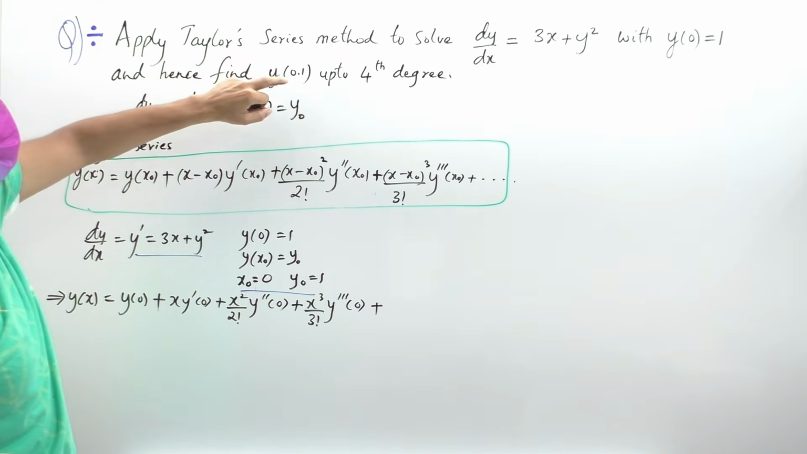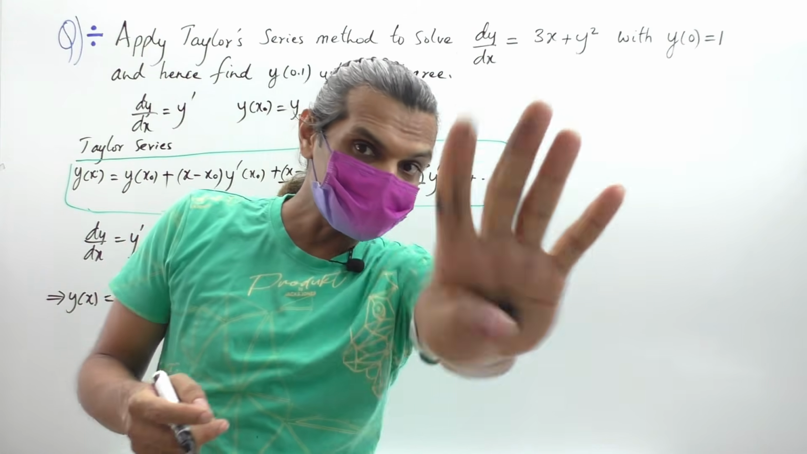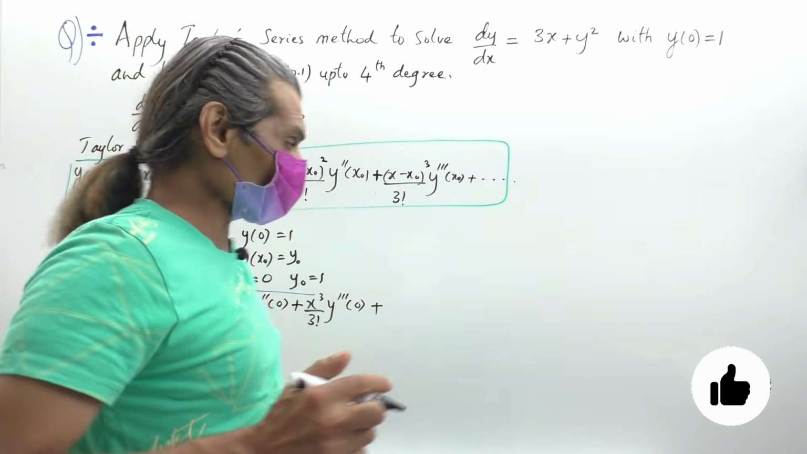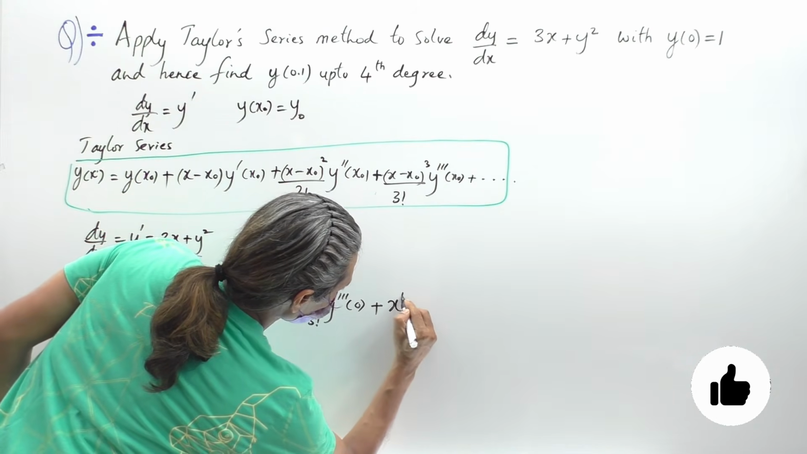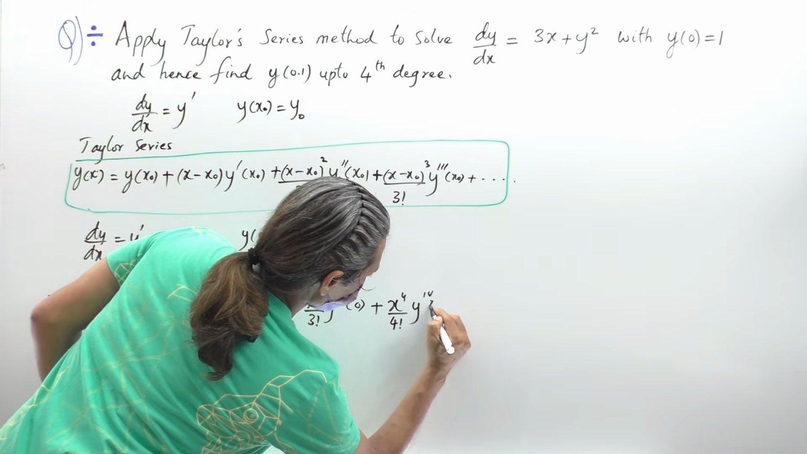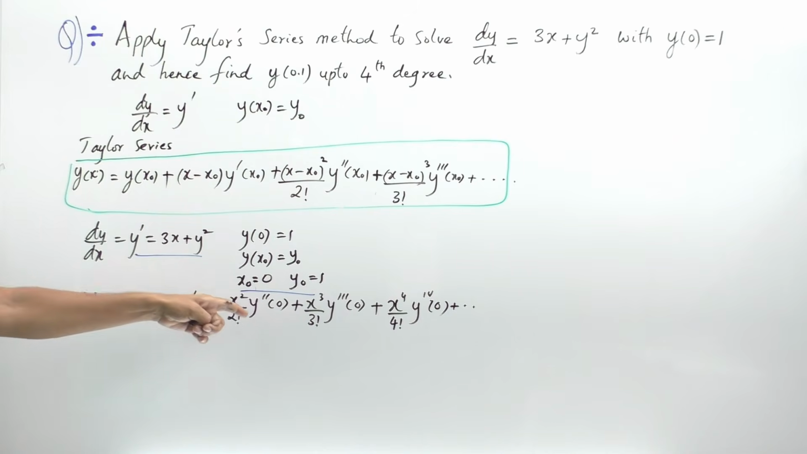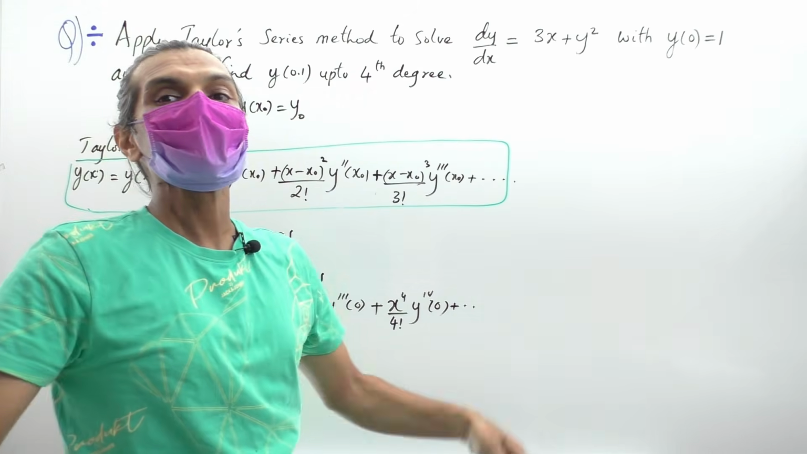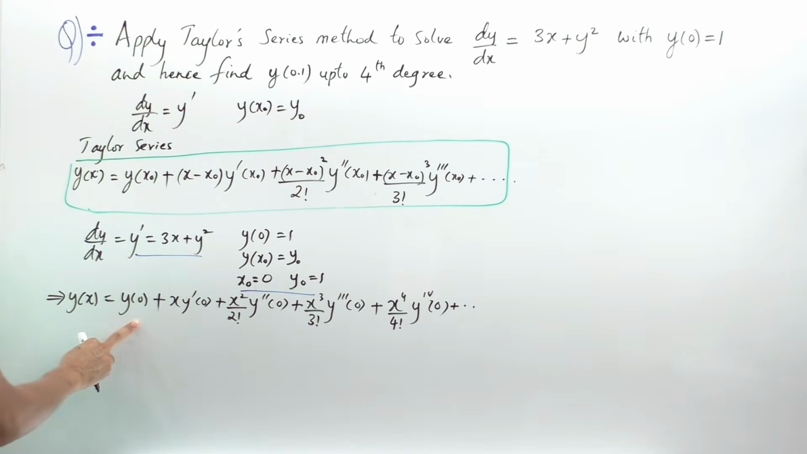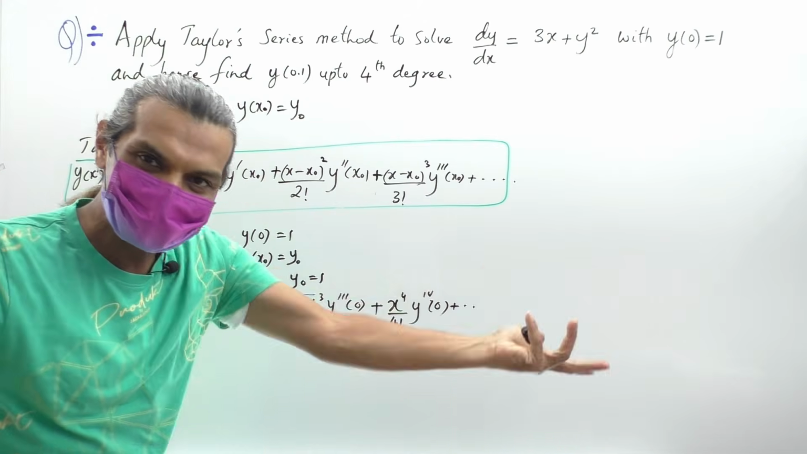In the question they mentioned to find y of 0.1 up to 4th degree, which means you have to differentiate 4 times. If they give 3rd degree, differentiate 3 times; if they give 4th degree, differentiate 4 times. It is a 6 marks question. Plus x raised to 4 over 4 factorial y4 of 0, that is, differentiate up to 4 times. Here y dash, y double dash, y triple dash, y4 dash are all the differentiations. Now we need to find all these values, which are y of 0, y dash 0, y double dash, y triple dash and y4, and put them here. That's the series. Done.